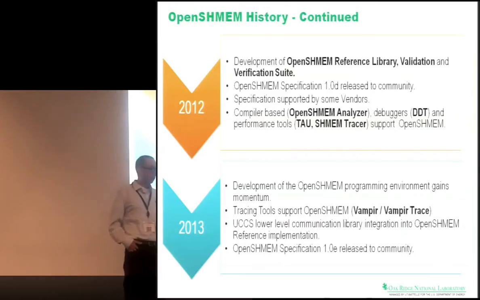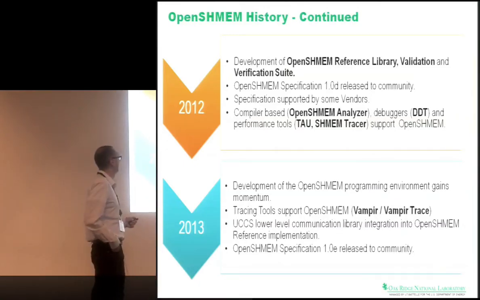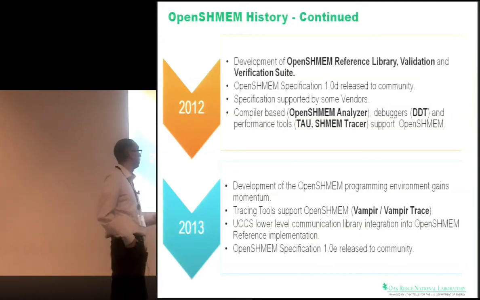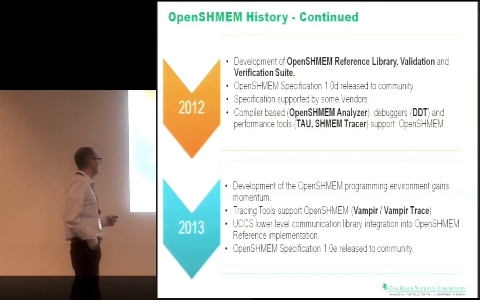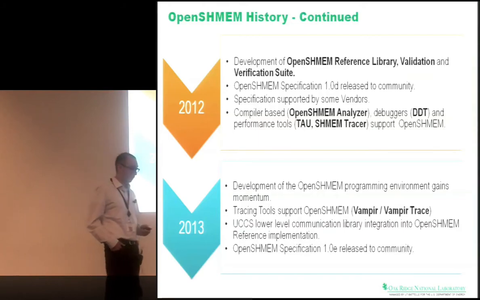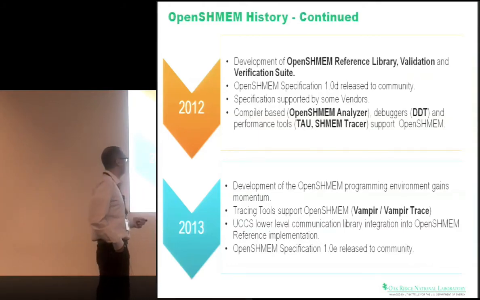2013, we have a new tracing tool. It's very popular in the MPI community, the Vampir tracer tool. And in order to enable high-performance implementations of OpenSHMEM, we started work on UCCS, which is a low-level communication middleware library for different network interconnects. And we released 1.0E. Again, these are minor improvements.